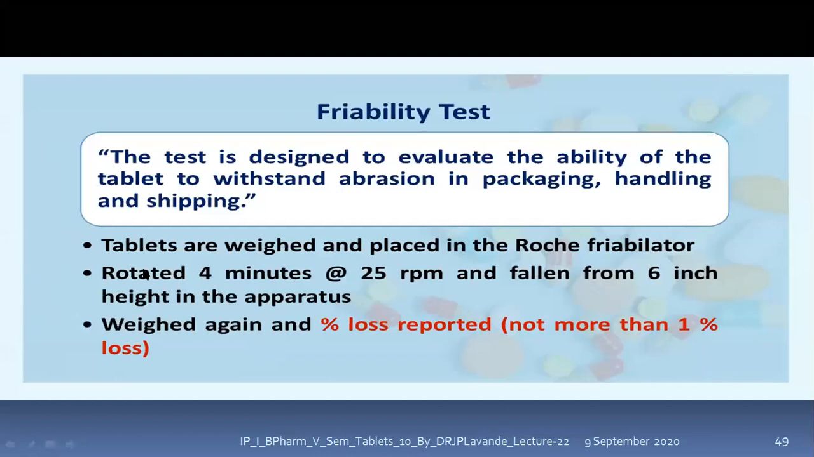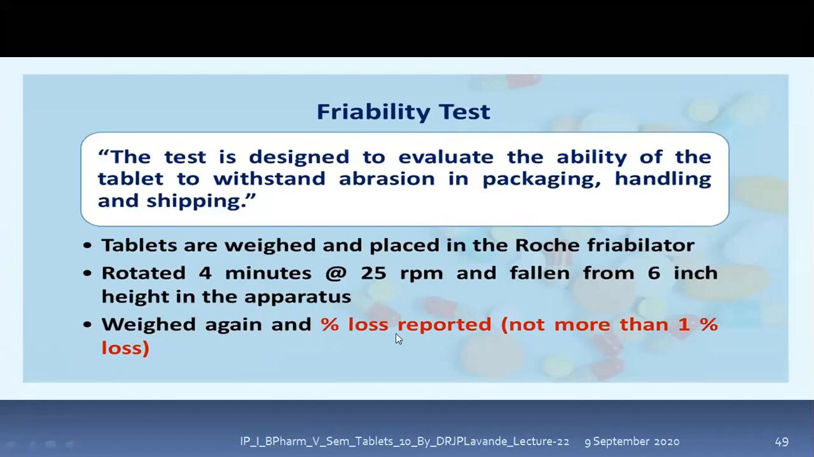During this rotation, the tablet falls from a height of 6 inches. So 100 times the tablet is falling from a height of 6 inches. During these 100 falls, how much amount of tablet has been broken? That is calculated in the form of friability. After 100 rotations, the tablets are weighed again. The initial weight minus the final weight, multiplied by 100, gives you the percentage friability.